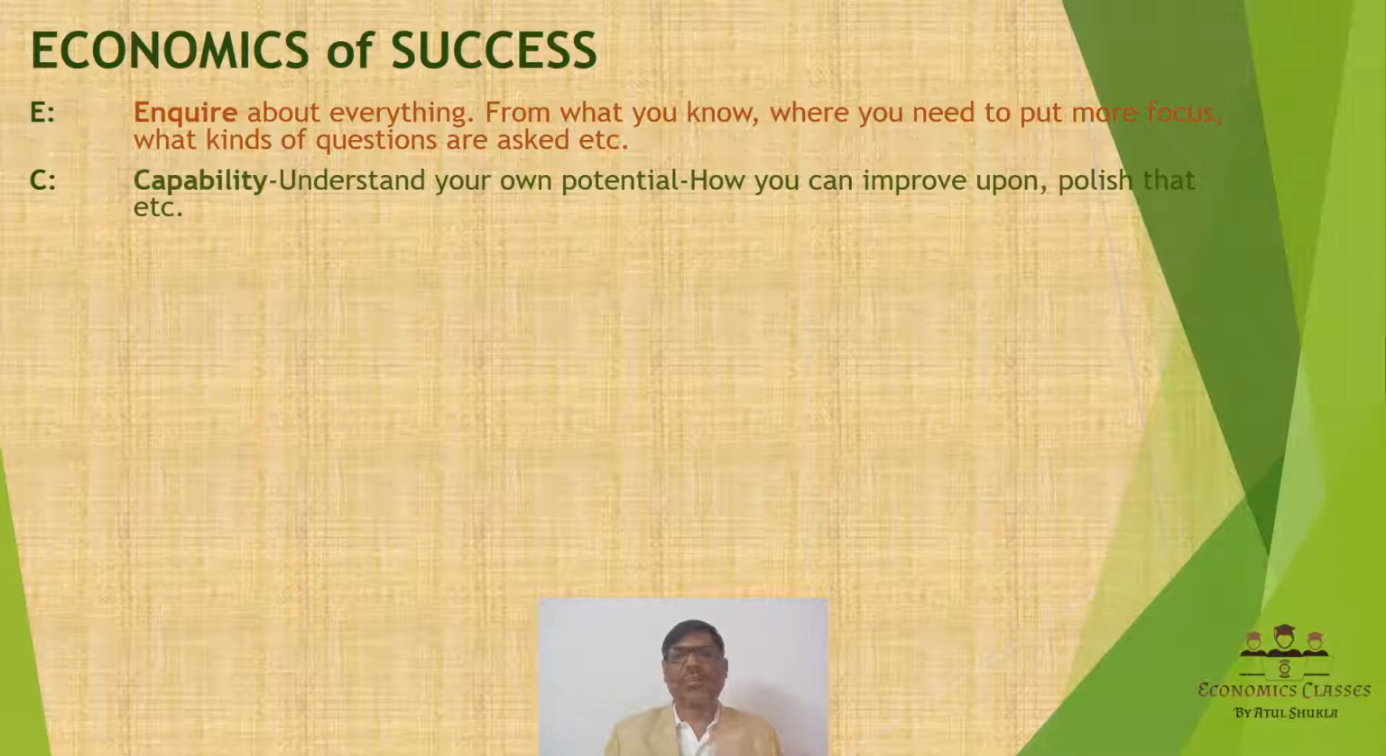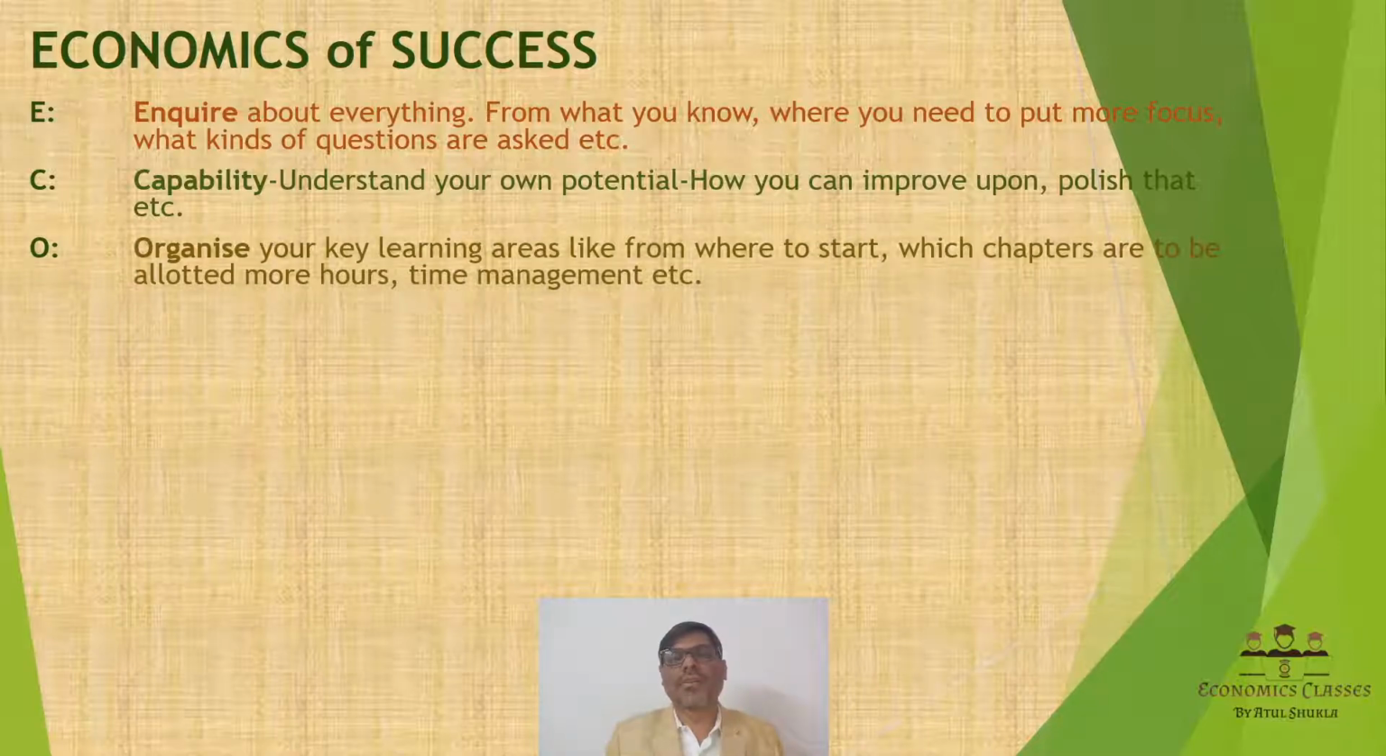So you understand your capability, put your own full energy, understand your own potential, and then accordingly start working, and definitely you will be achieving what you want to. Read here. Understand your own potential, how you can improve upon. Next is that. Organize. Organize what? Organize your key learning areas. Like from where to start, which chapters are to be given more focus, how to manage the time, all that.